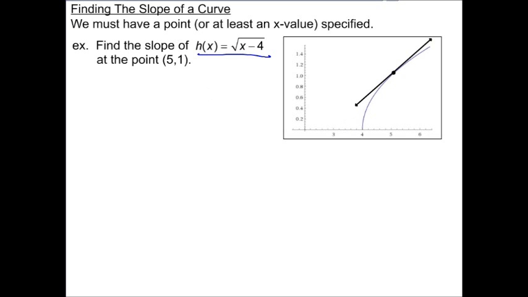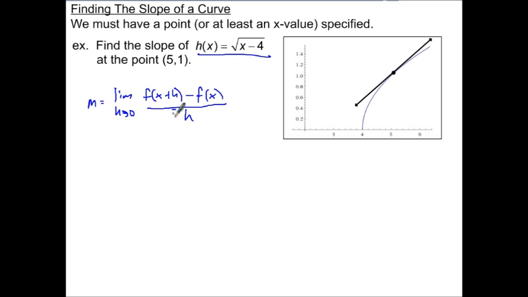So here's what it looks like in action. Again, basically my slope is the limit as h approaches 0 of that good old f of x plus h minus f of x, all over h.